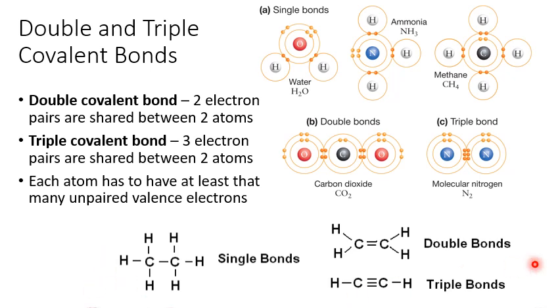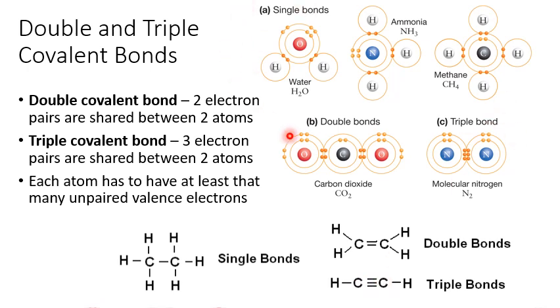Here you have that shown in this type of notation, where each bond is shown by a line. In a single covalent bond, you have just a line between the two atoms. If you have a double covalent bond, we put that as 2 lines. If it's a triple bond, we put it as 3 lines.